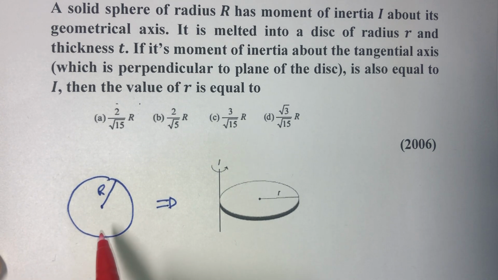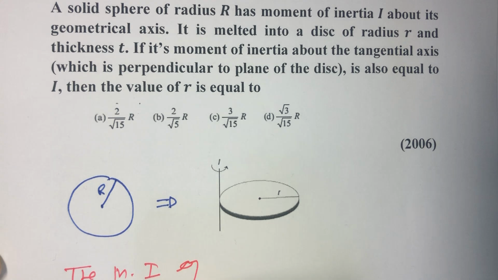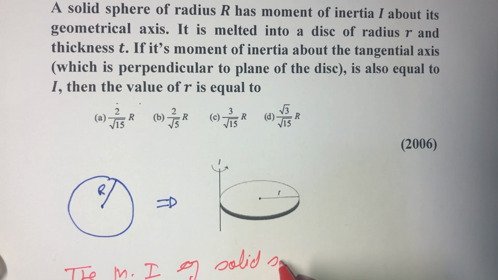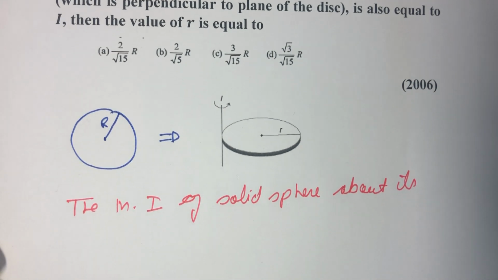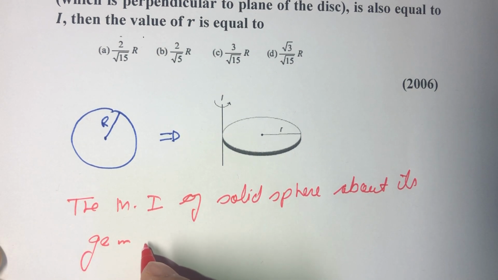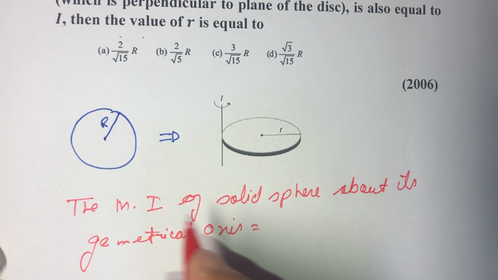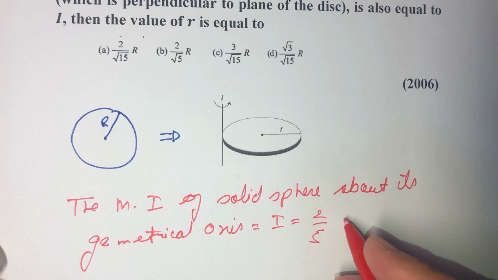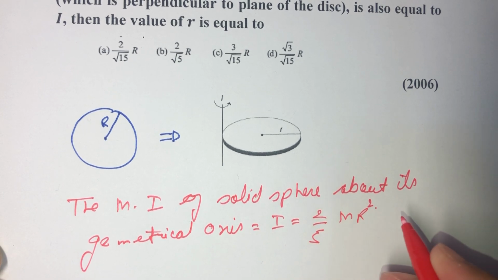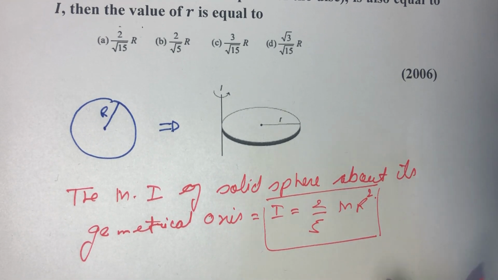So we already know the formula for the moment of inertia about its geometrical axis. Moment of inertia of a solid sphere about its geometrical axis, which is given as I, is equal to 2 by 5 mR square, and let us call this equation 1.